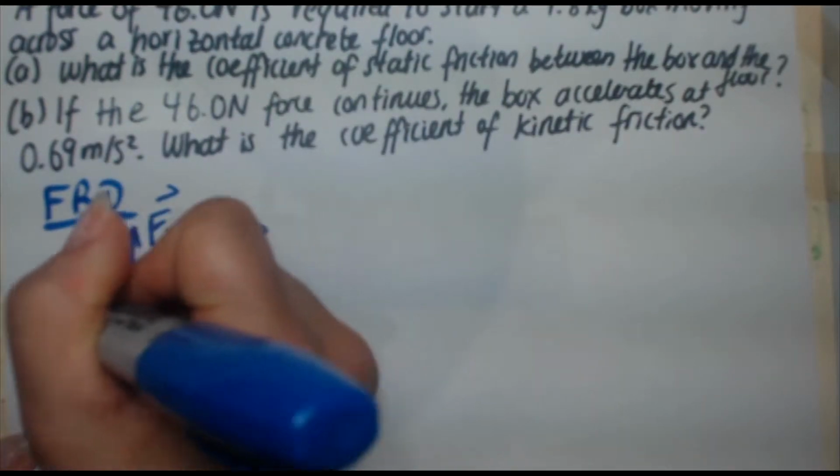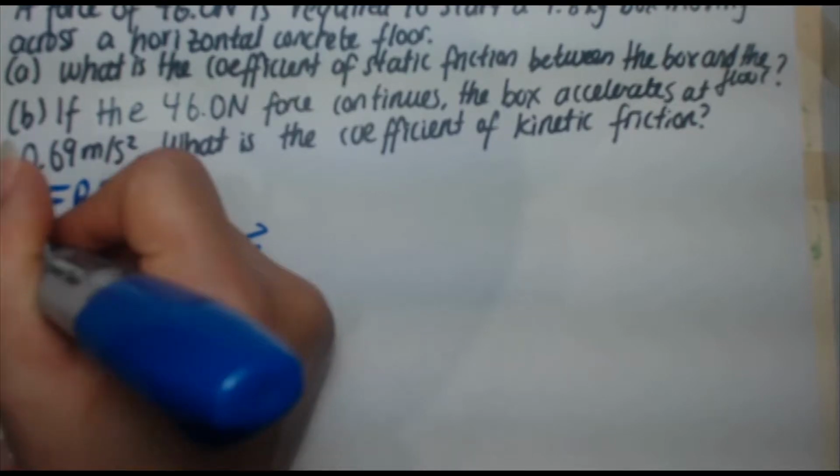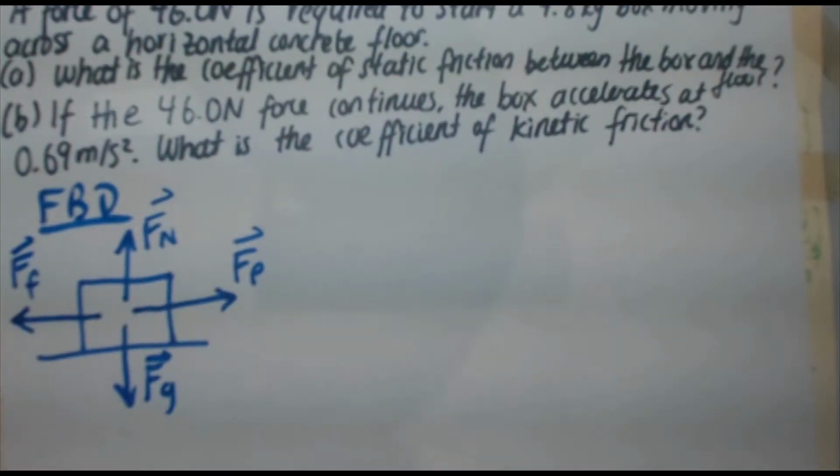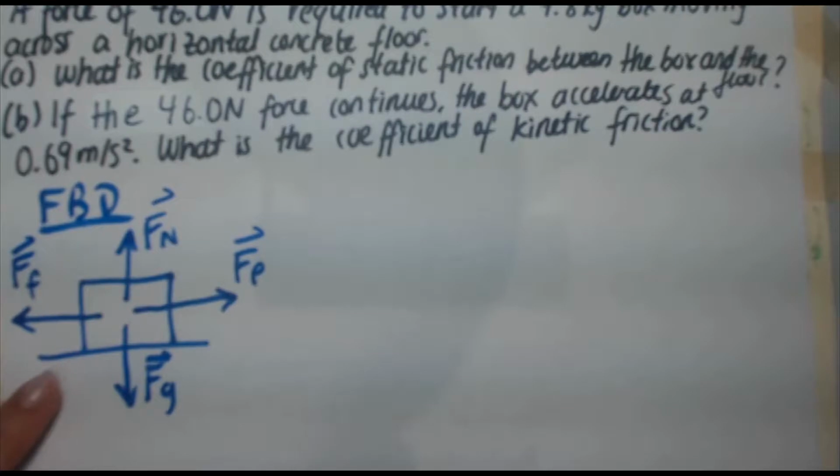Notice though, in my free body diagram, I'm not going to put static friction. I'm just going to put force of friction, because in part B it's not static anymore, it's kinetic, although the free body diagram will look the same. So if you want to identify this as static, you can put FFS, kinetic, FFK.